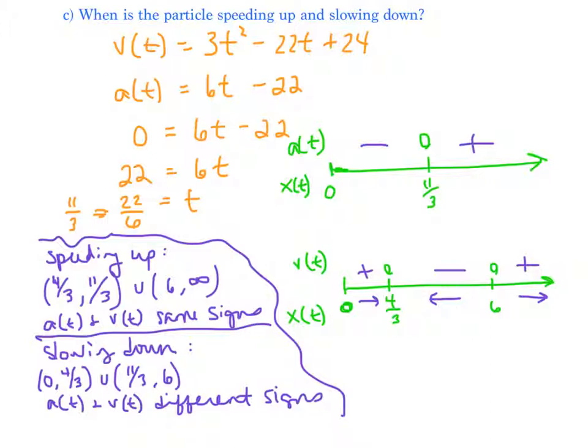Once again, you need all of these pieces. Tell me what's happening, speeding up. Tell me the intervals of time when that's happening, and the conclusion. And I was a little bit sloppy on number 1 because I didn't say what was the same signs. So you should say a of t and v of t have the same signs. A of t and v of t have different signs. All right, so let's move on to the next example.